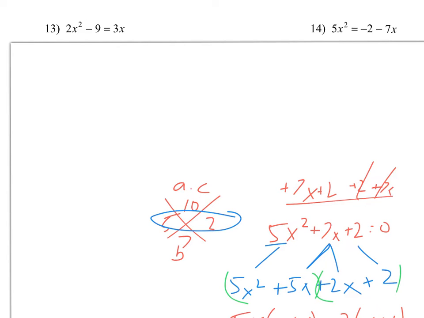That's equal to 0. So now I'm going to split that up. So 5x plus 2 equals 0, and then x plus 1 equals 0. And so I'm going to solve these. So this one, let's see. I'm going to subtract 2 on each side, so 5x equals negative 2, and then divide by 5, and so x equals negative 2 over 5. On this one, I'm going to subtract 1 from each side, so I get x equals negative 1.